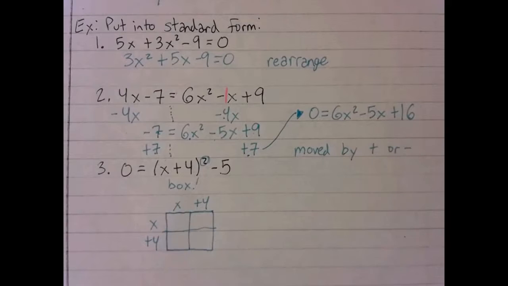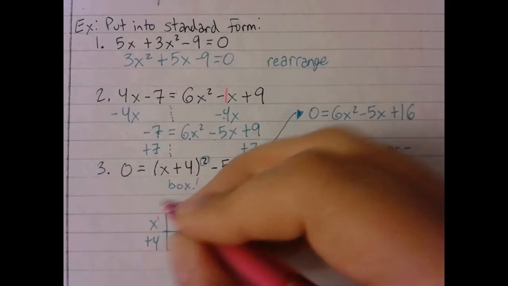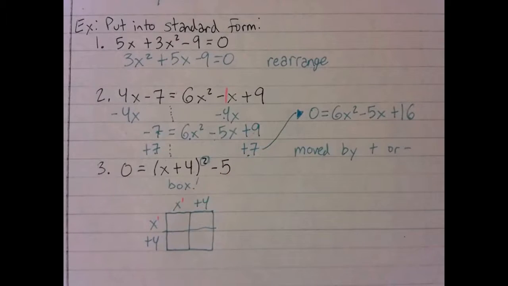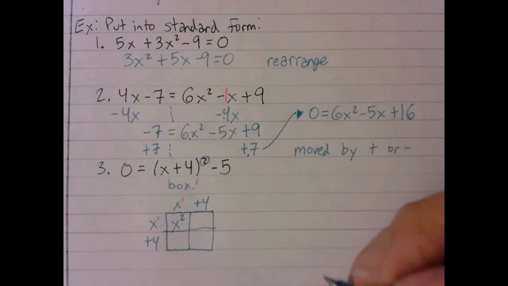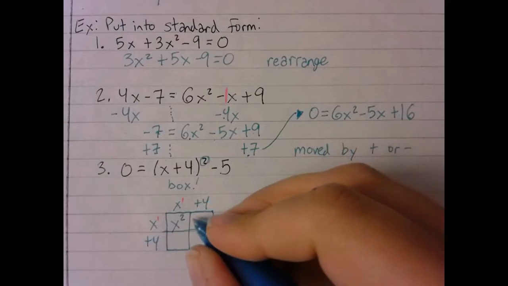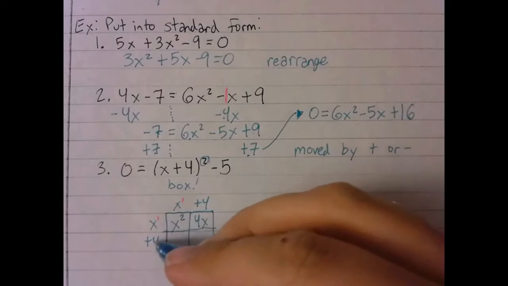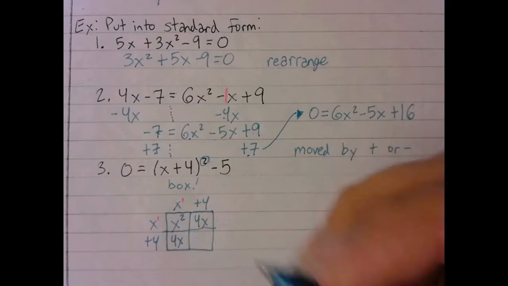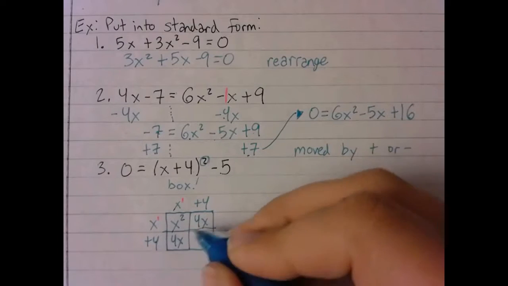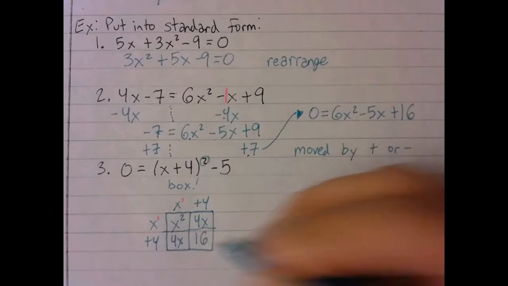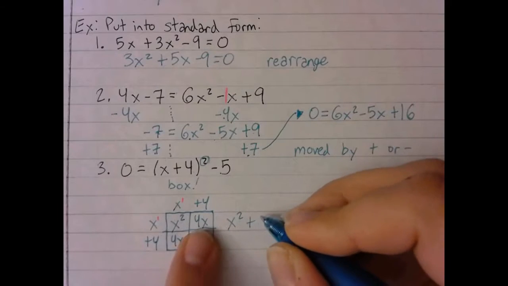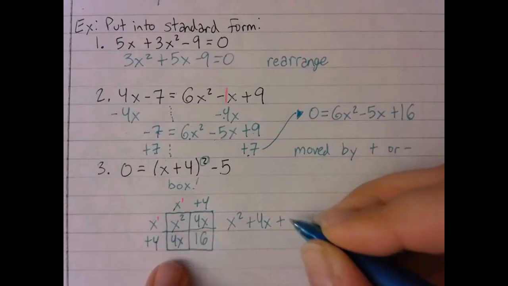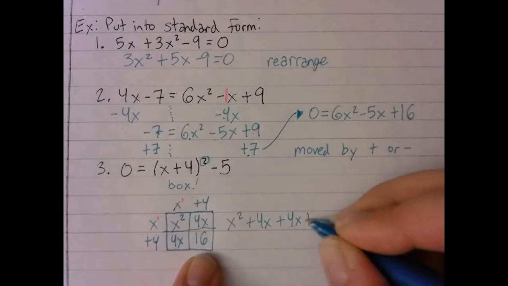Well, x times x, you can just add your exponents. Remember, no exponent, that's okay. There's a 1 hiding there. So we have x to the 1 plus 1, which is 2. 4 times x is 4x. 4 times x, again, 4x. And 4 times 4, that's 16. So here's our whole box: x squared plus 4x plus 4x plus 16.